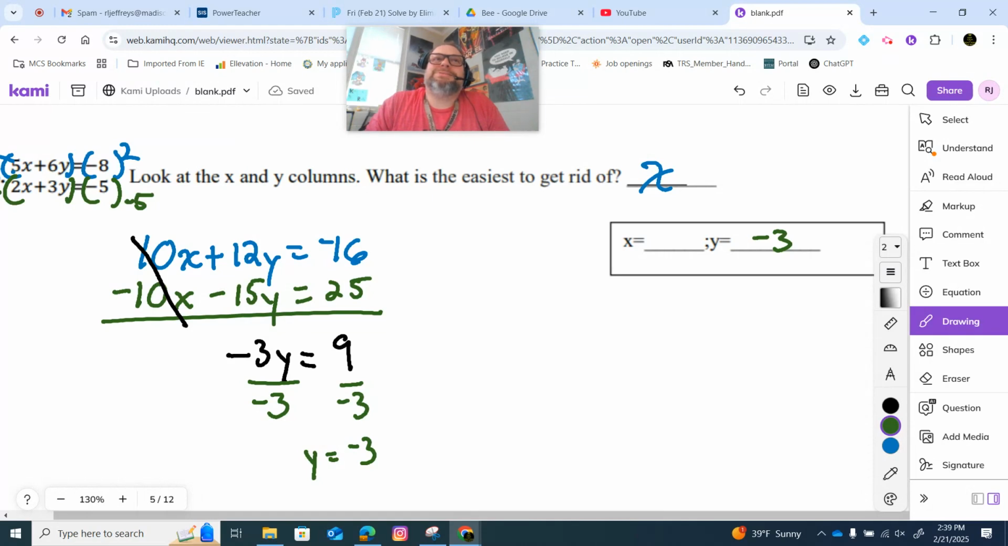All right. So, which equation would you like to use to find x? The top or the bottom? Which one would you like to use? No, we've already found y. No, we got to plug it back in. We got to use either the top or the bottom now. Okay, so let's do the bottom.